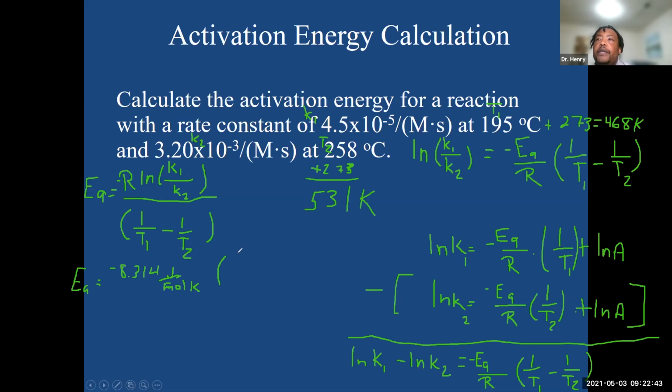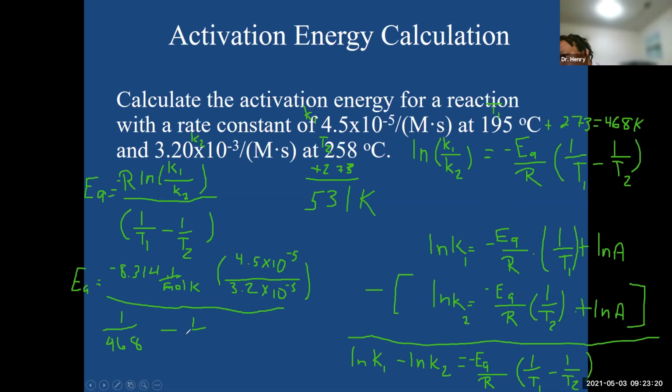So my K1 is going to be 4.5 times 10 to the minus 5 divided by 3.2 times 10 to the minus 3, all over 1 divided by 468 minus 1 divided by 531. Okay, so what do you guys get?